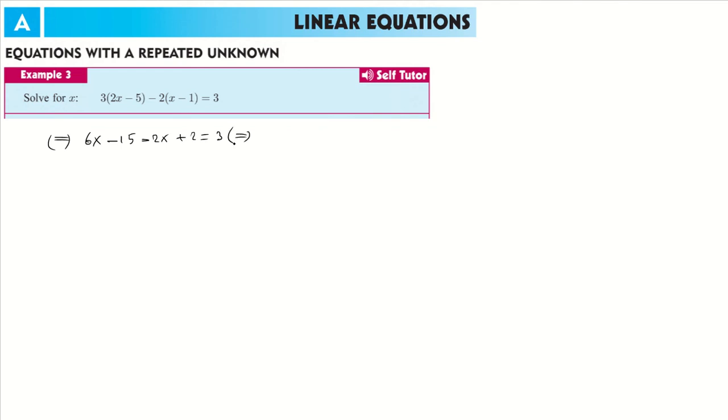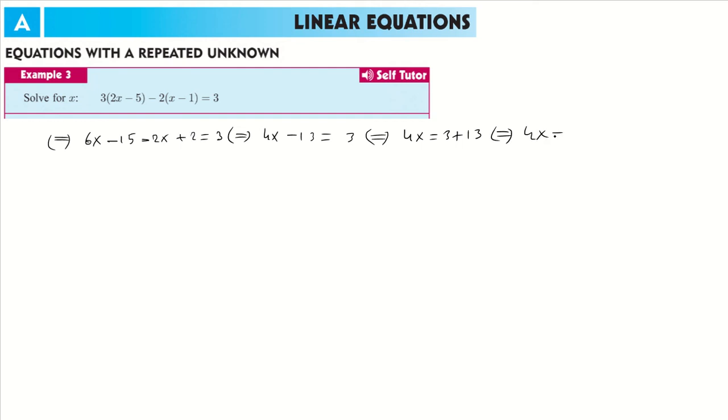and that should be equal to 3. So then we have 6x minus 2x, which is 4x, minus 15 plus 2 is minus 13, and that should be equal to 3. So I want to get rid of the negative 13 here, so the minus 13. It's a subtraction on the left-hand side. When I move it to the right-hand side, it's an addition. So I get 4x is equal to 3 plus 13.